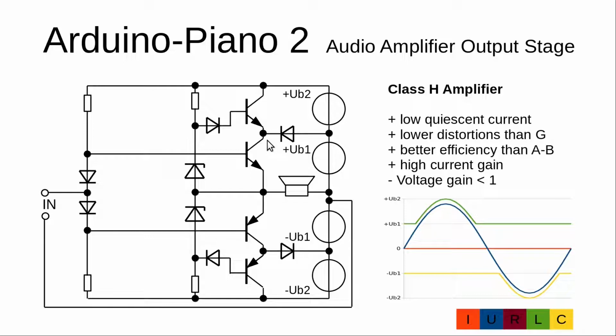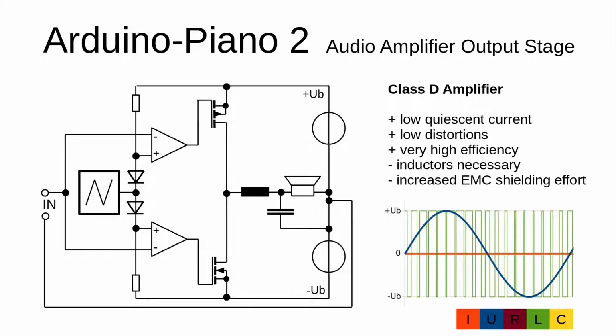With low input signals this collector is clamped to UB1 minus 0.7 volt, the voltage drop of this diode. When the input signal rises above UB1 minus 4.7 volt, this transistor is taking over the supply of the output transistor. And due to the fact that the output transistor need not change its conductivity quickly at this point, we have lower distortions than a class G amplifier.